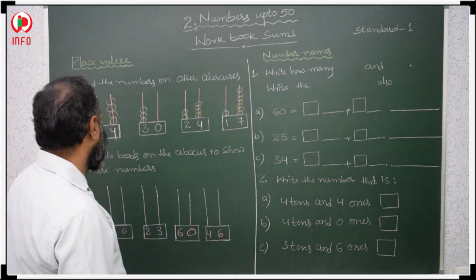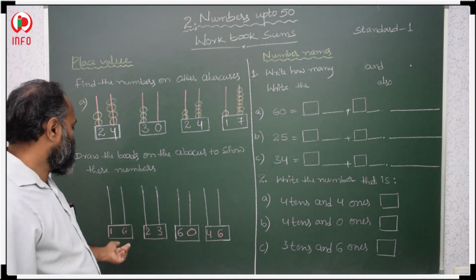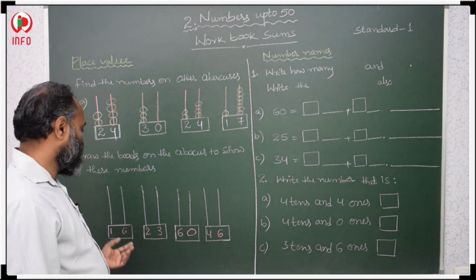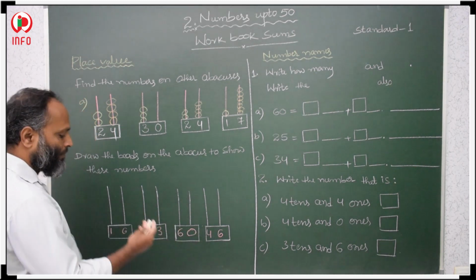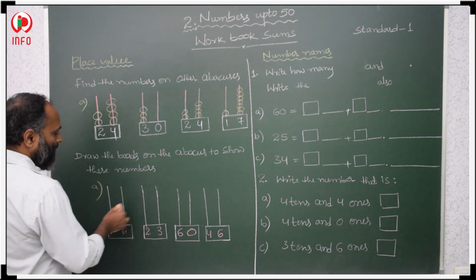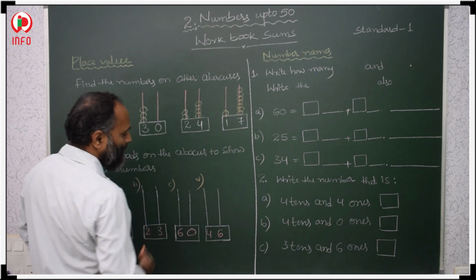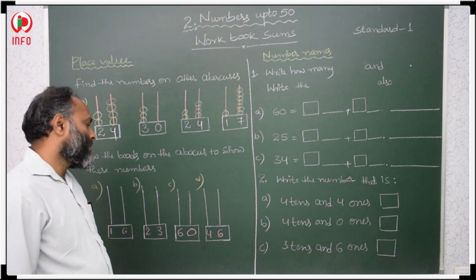Okay. In the next question, draw the beads on the abacus. Some numbers are given. First, 4 questions are given: A, B, C, D. This is question A. This is B question. This is C question, and this is D question. In these 4 questions, we have to draw beads. So then, how to draw?